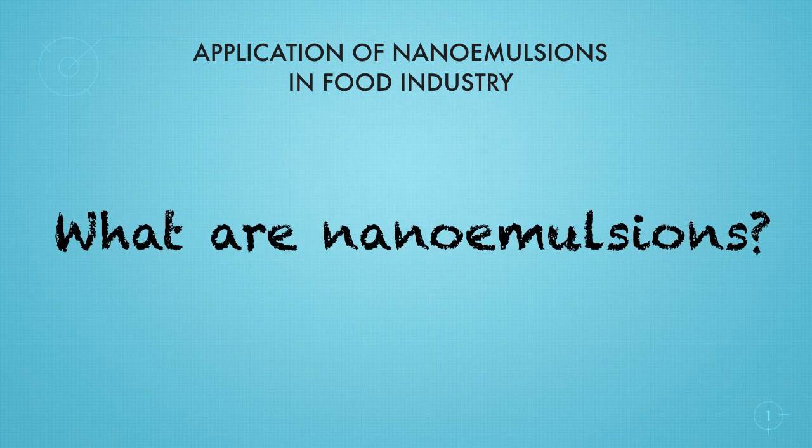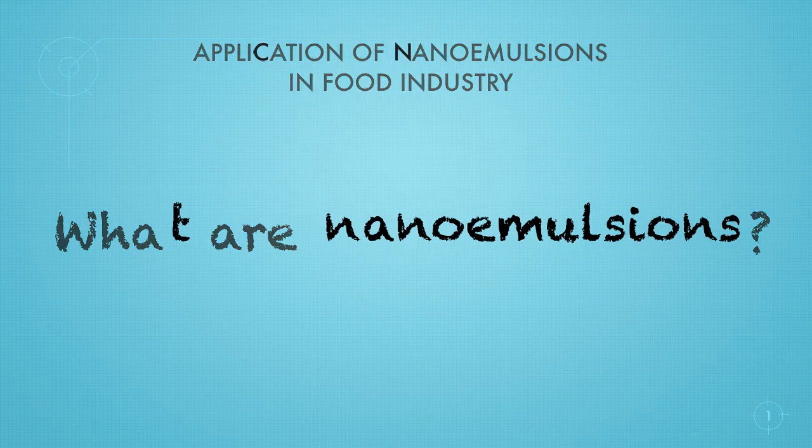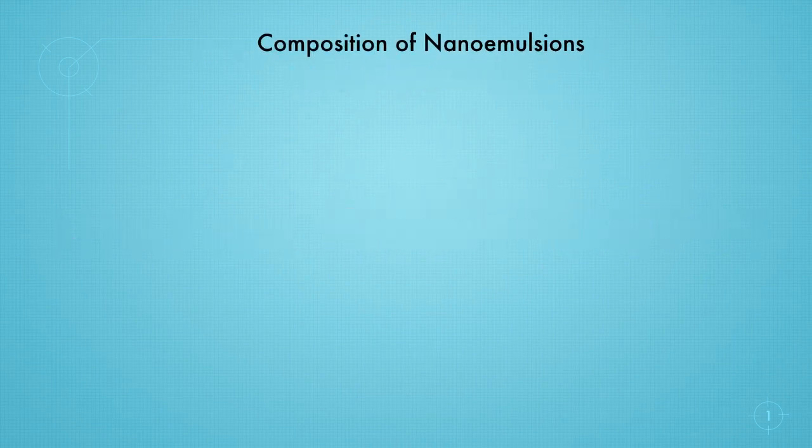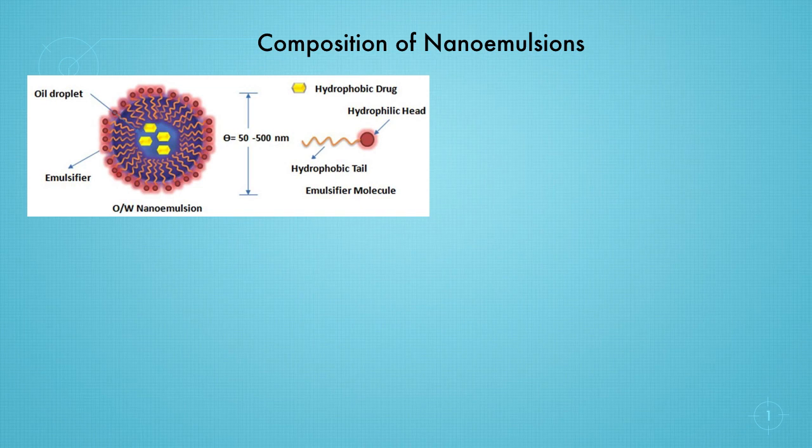If we just split the word, nano means at a very small, very low scale, and emulsion means two immiscible liquids mixed together. So now let's talk about the composition of nanoemulsion, how we can create nanoemulsions. As you can see in this schematic view, there are oil droplets, emulsifier, and we need a hydrophobic substance.